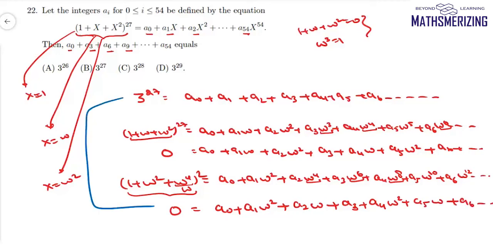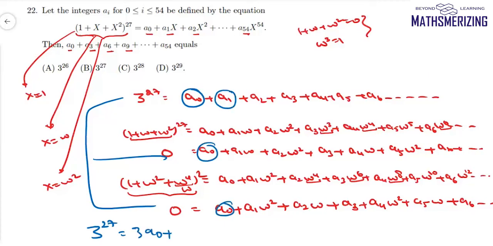Now if we add these three results, then I'll get 3 to the power 27. Here it will be a0 plus a0 plus a0, so there will be 3 times a0. Now plus this is a1 omega and a1 omega square, so 1 + omega + omega square will be 0.